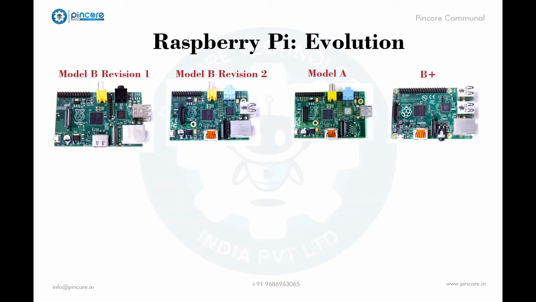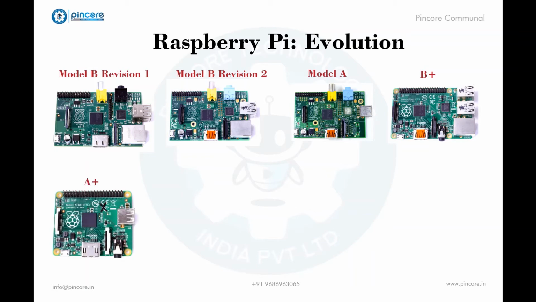Raspberry Pi B Plus was big news in the Pi world, with GPIO pins increased, 2 more USB ports included and a move to the micro SD card. Raspberry Pi A Plus. It was released just 4 months after B Plus, and was called the Lighter Pi.